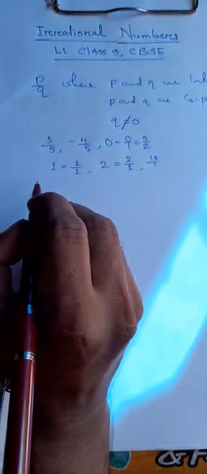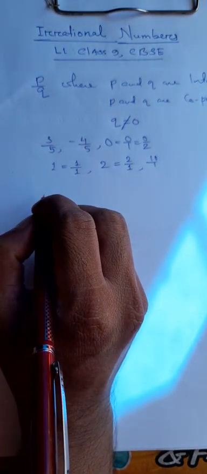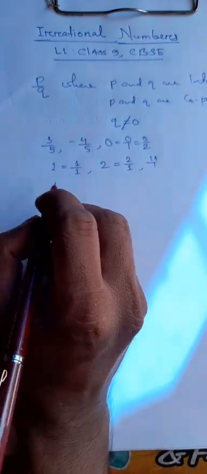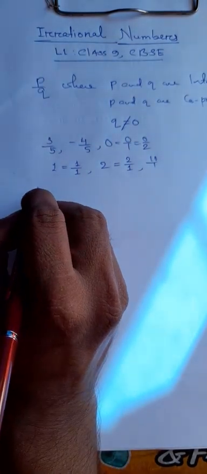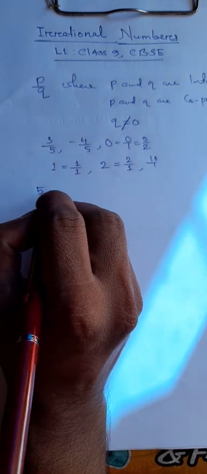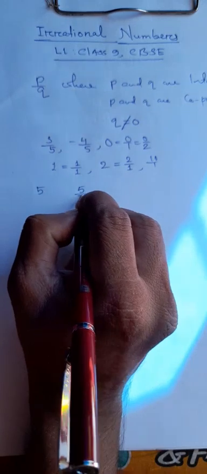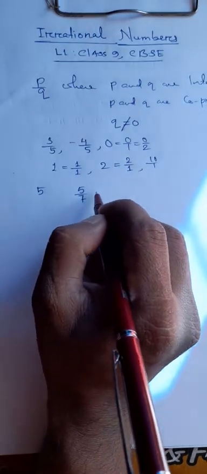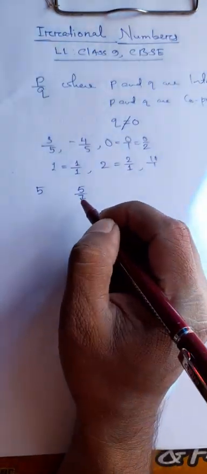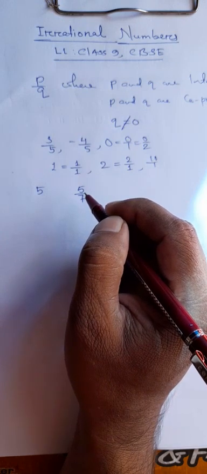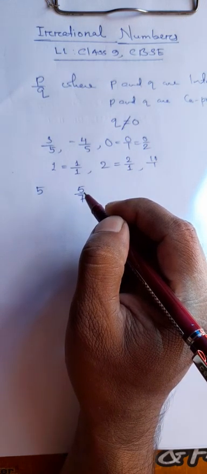Conversely, all rational numbers may not be integers. Say, for example, 5 is a rational number and it's an integer, but 5 by 7 is a rational number, but it's not an integer, right? So all integers are rational numbers, but all rational numbers may not be integers.